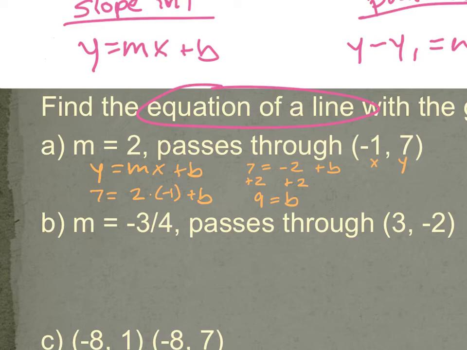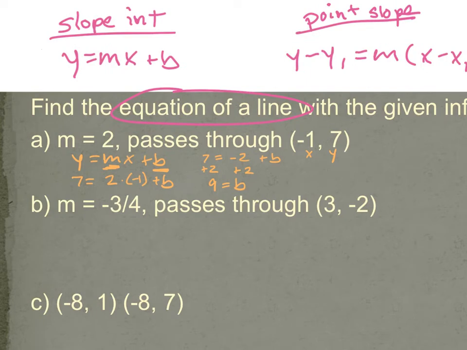So for slope-intercept form, all we need is our slope and our intercept. So we just need that m and the b, and then our equation's done. So we're going to plug in our m and our b and get our equation. So we have y is equal to, our m was given, which is 2 times x plus 9. So this is our equation of the line in slope-intercept form.